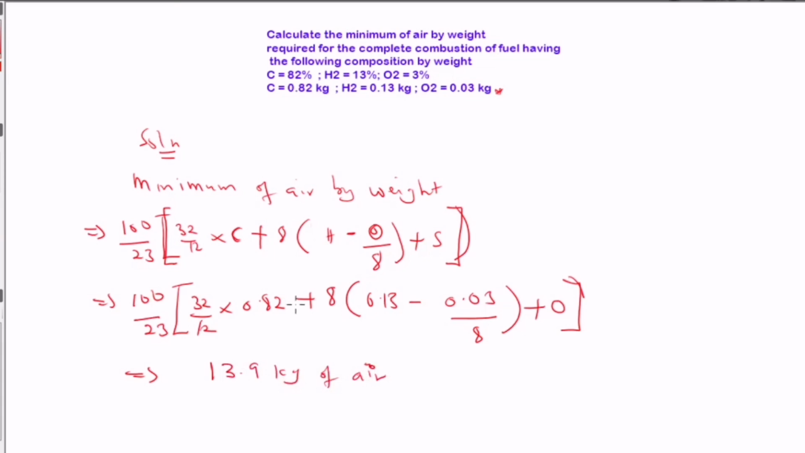13.9 kilograms of air. For the same question, if they ask us to find the minimum volume of air, you are just going to change this to 100 over 21 and the same thing, and then you input it. Now please be careful when inputting it on your calculator with the brackets, because this affects that. Otherwise, when you don't do it correctly, you're going to have a wrong value. Let's go to the second question.